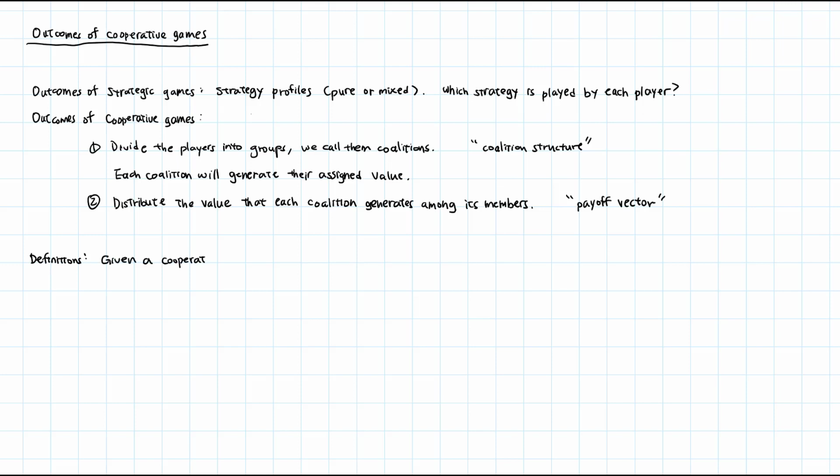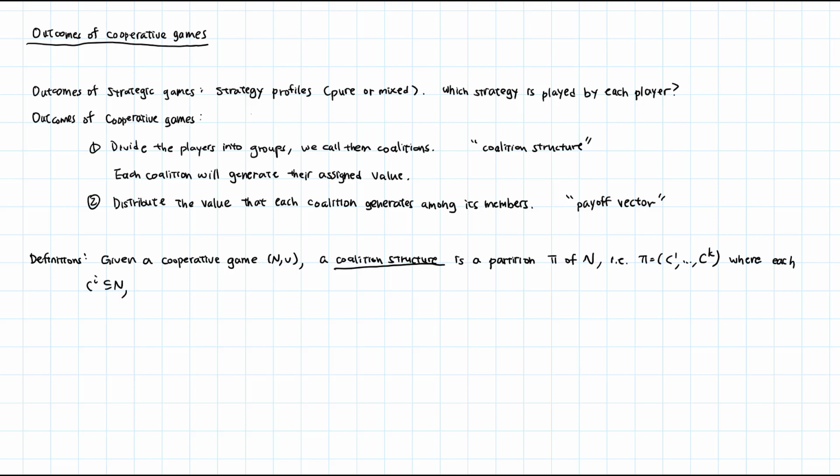Given a cooperative game (N, v), a coalition structure is a partition π of N. This means that π is a tuple (C1, ..., Ck), where each Ci is a subset of the players N, the Ci's are disjoint, and they combine to form the set of all players N.